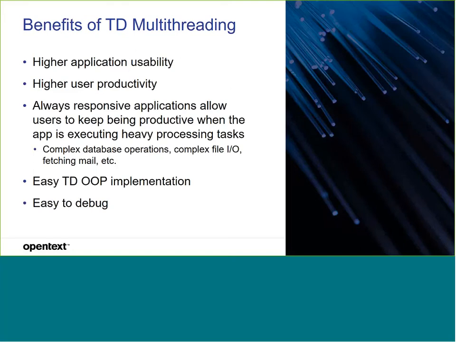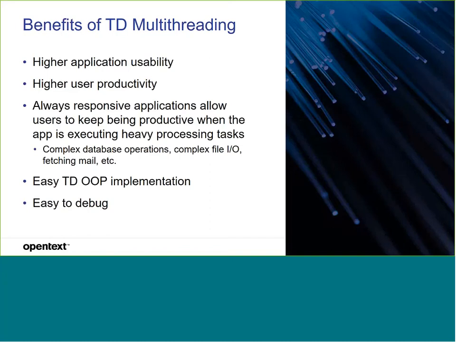So what are the benefits of Team Developer multi-threading? Basically, you will get higher application usability and higher user productivity. Always responsive applications allow users to keep being productive when the app is executing heavy processing tasks. So you can move longer-running processing tasks, like complex database operations, complex file I/O, fetching email, or whatever you are doing, into a background thread, and the user interface will remain responsive at the same time. Employees, for example, can continue to look up data and work on their normal tasks while things are being processed in the background.